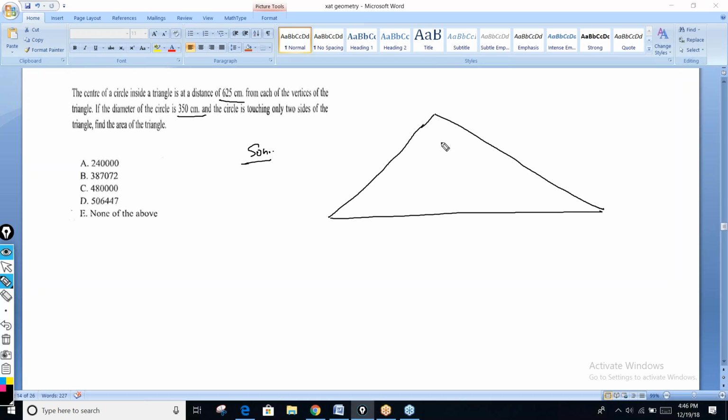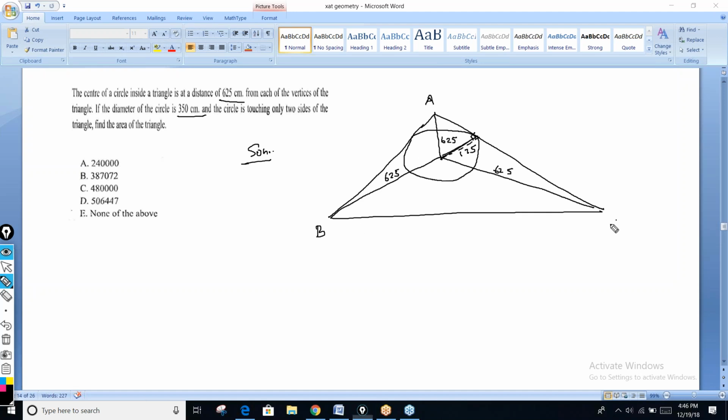The circle is touching only two sides, and the center is equidistant from all three vertices. That is the question. The center of the circle is at a distance of 625 centimeter, and if I extend it, that will be 90 degrees. That's the radius. So if the diameter is 350, the radius will be 175.